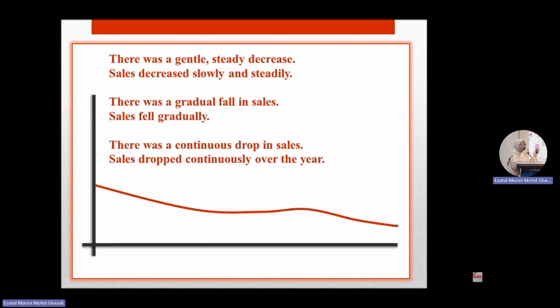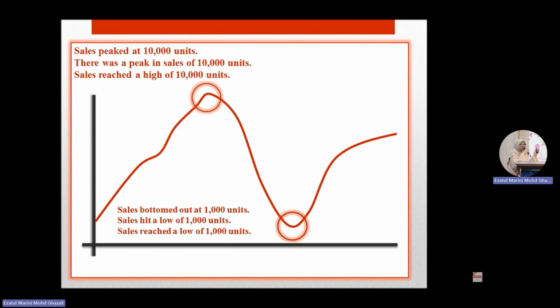There was a continuous drop in sales. Sales dropped continuously over the year. Sales peaked at 10,000 units. Sales reached a high of 10,000 units.